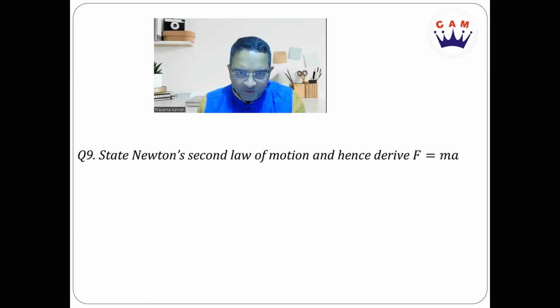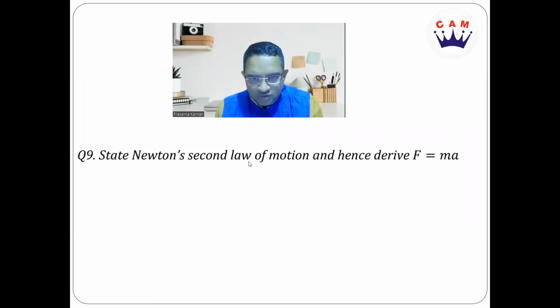Okay. Next question, question number 9. State Newton's second law of motion, and hence derive F is equal to ma. Pretty straightforward question. So how do you start? The statement carries 1 mark and the derivation carries 2 marks.